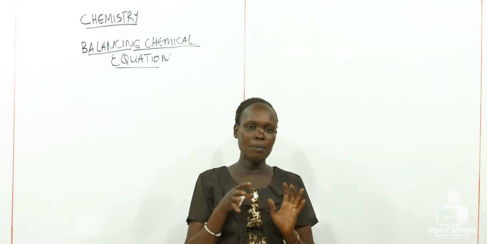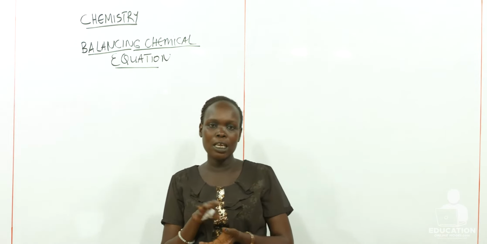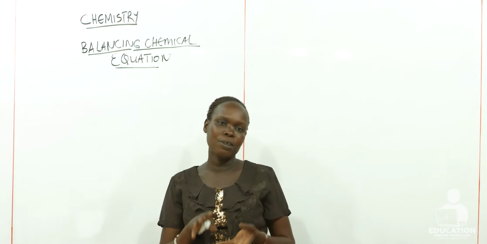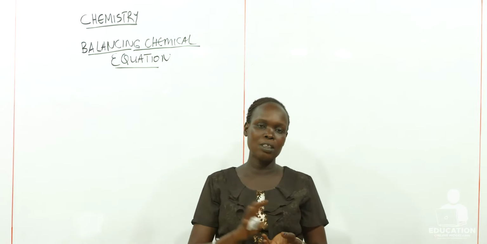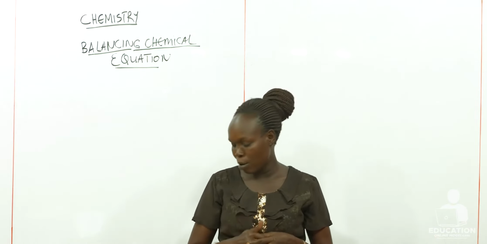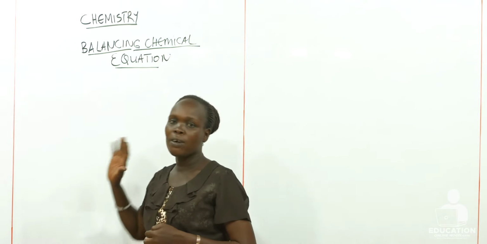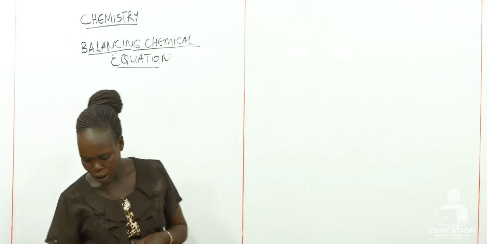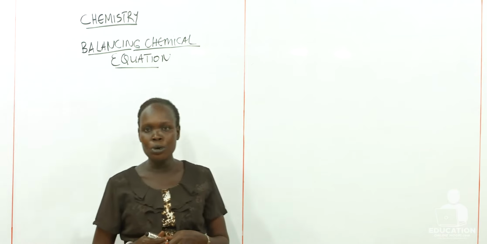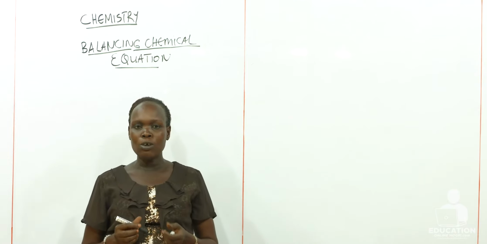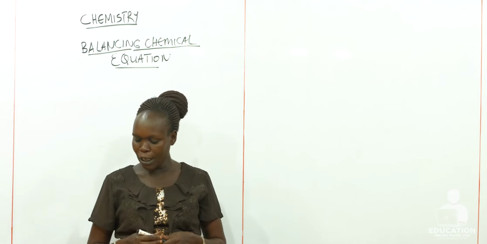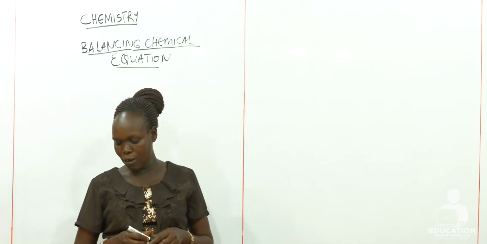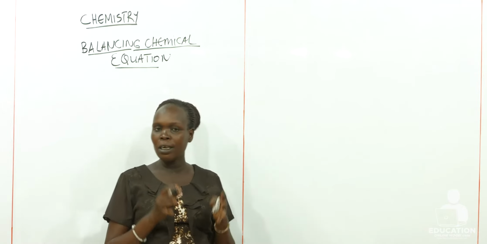If in case the mass at the left hand side is less than the mass at the right hand side, then it means that there are atoms or mass that have been created, which is unacceptable. So that is the importance of balancing your chemical equations. So learners, we have to know what balancing a chemical equation is. If you have a balanced chemical equation, it is very important in chemistry now and for the future to know the correct chemical equation.